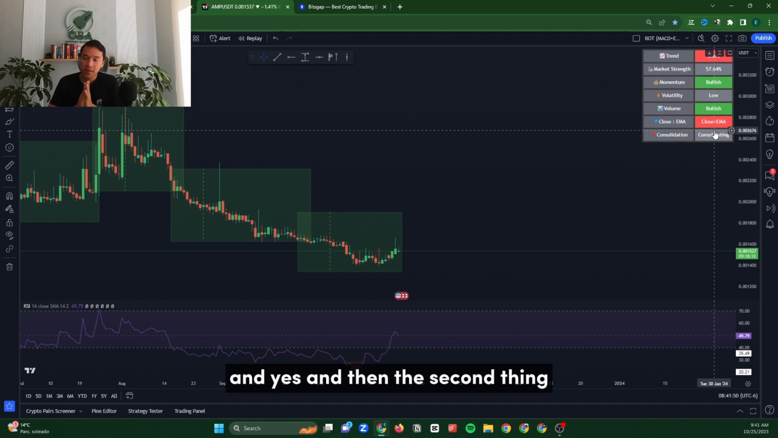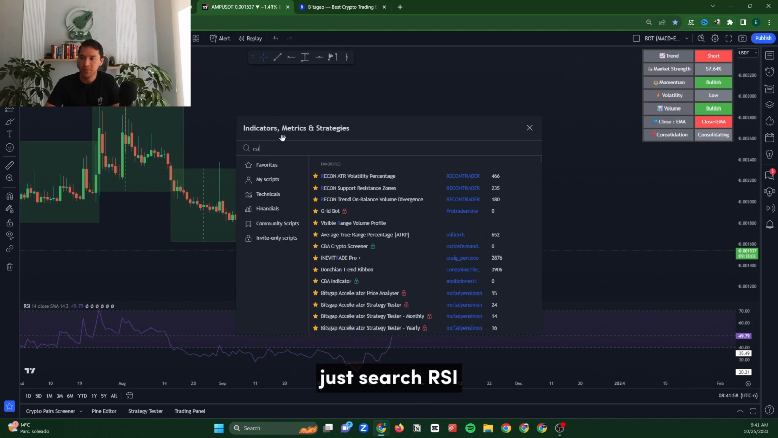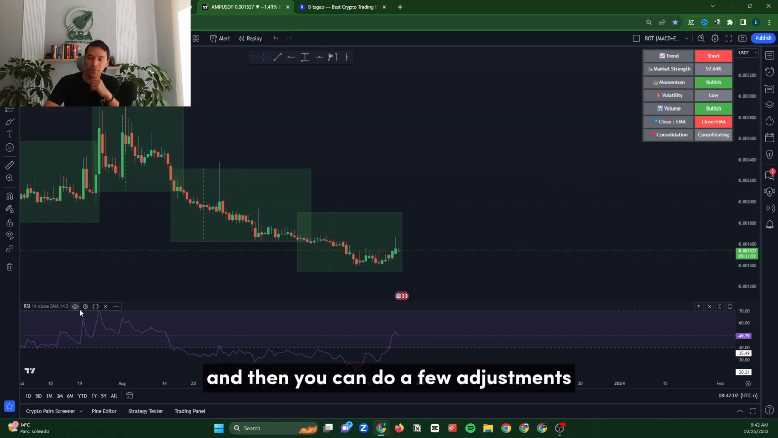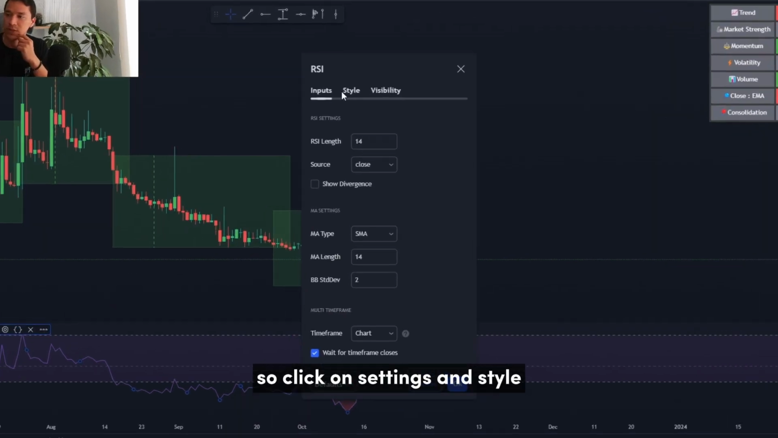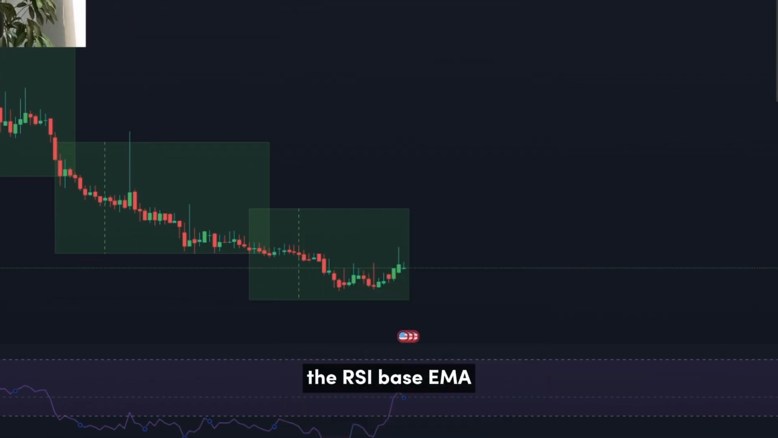And then the second thing, which you can already install, will be the RSI. So for that, just search RSI. It's going to be the normal RSI. And then you can do a few adjustments. So click on settings and style, and you can eliminate the RSI based EMA.